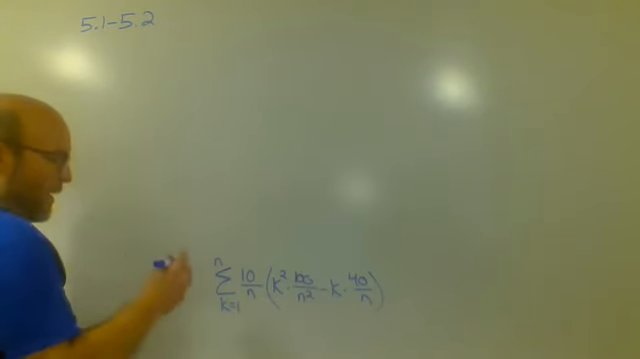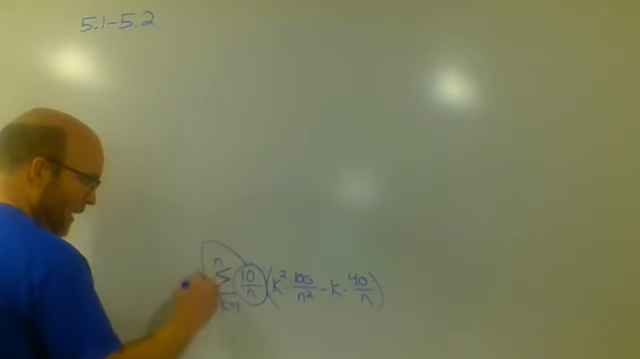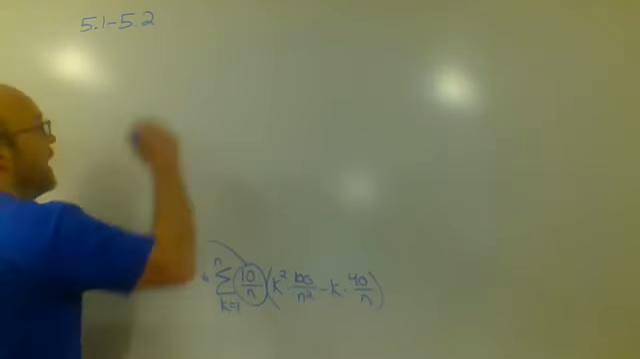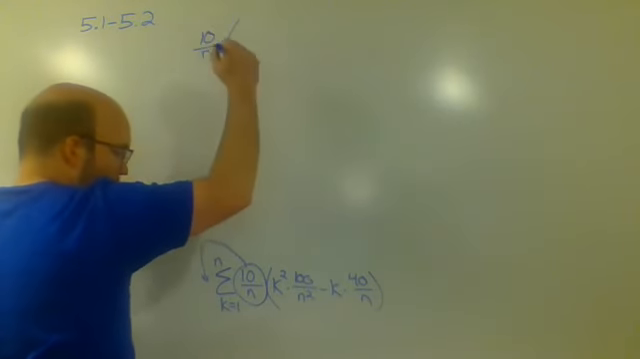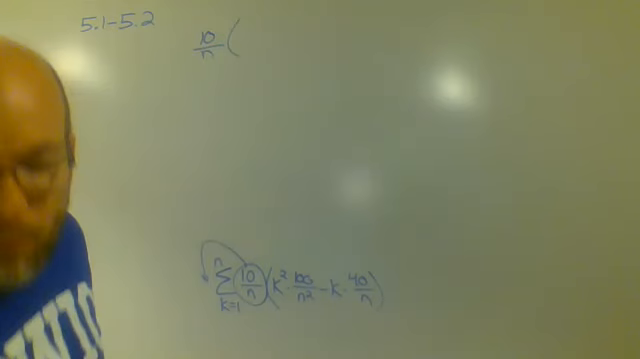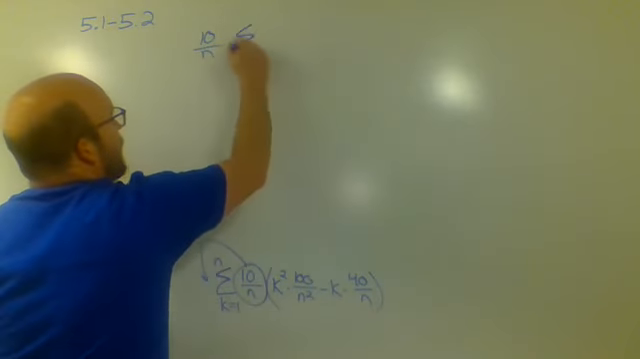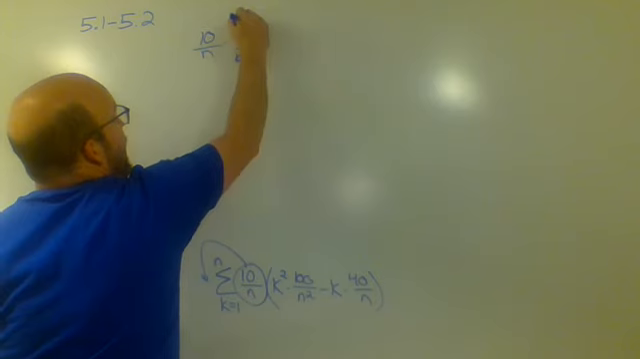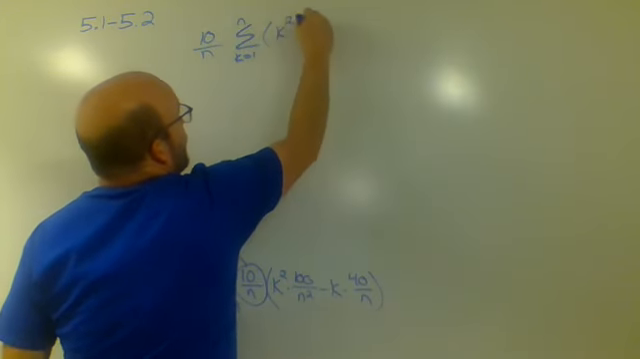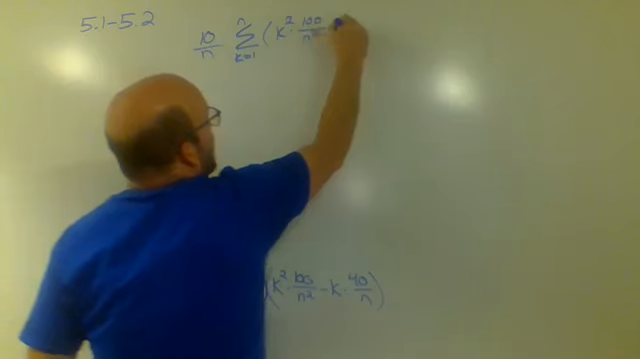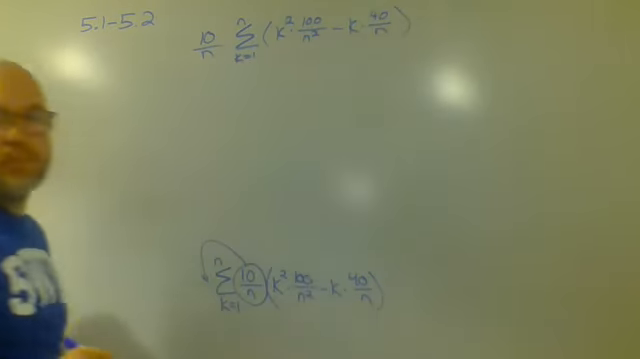Okay, so the first thing we would do is say, well, if this is a constant, we don't have to distribute that or do anything crazy there. We'll just put it on the outside. So this is going to be 10 over n times, I got ahead of myself, we don't need the parenthesis there, 10 over n times the sum from k equals 1 to n of k squared times 100 over n squared minus k times 40 over n.